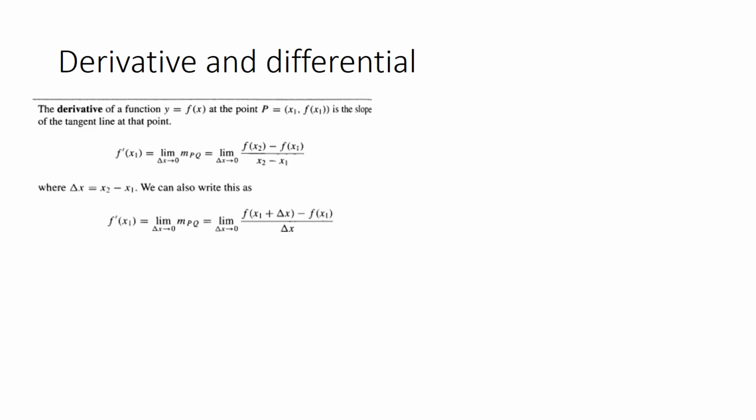Now if you look at it, we are using del y, del x, but when we are taking the derivative, it is dy by dx. So over here, we have given the definition of derivative. You can see that we are using f of x2 minus f of x1.